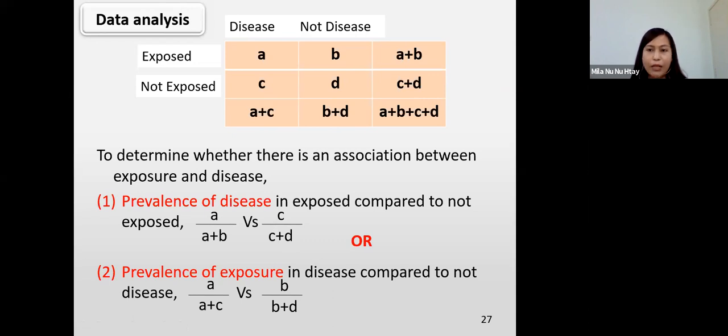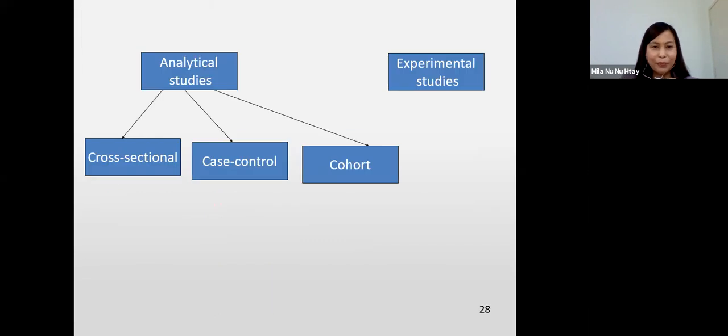So the next step, which I do not include here, is you can also calculate the odds ratio in order to identify the association between these factors. Okay, so this is the analytical study and experimental study. Right? So as I mentioned before, if we would like to conduct the cross-sectional study, we can identify the prevalence of the condition, prevalence of the exposure, prevalence of the outcome. So we can get the prevalence data.